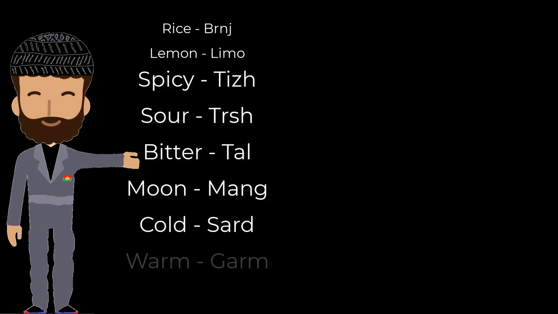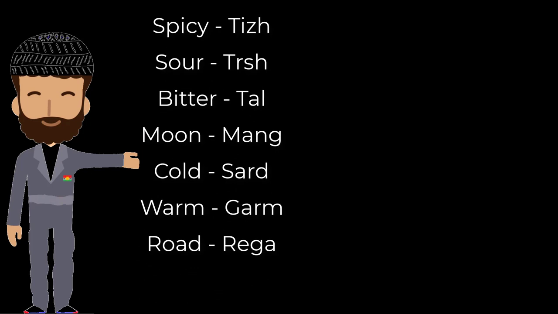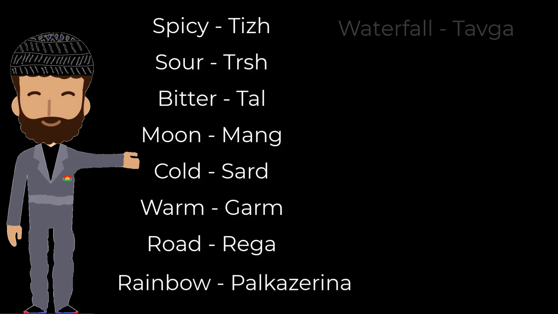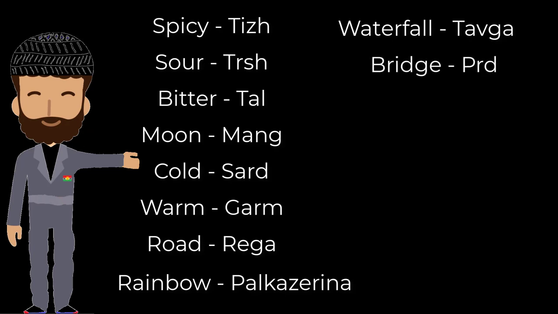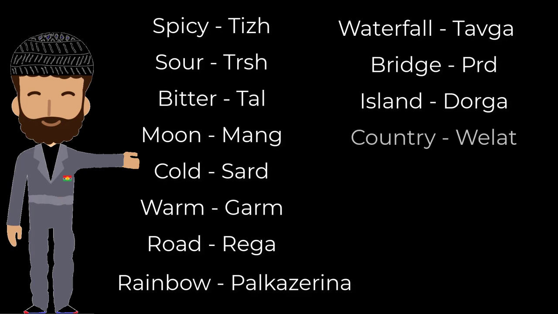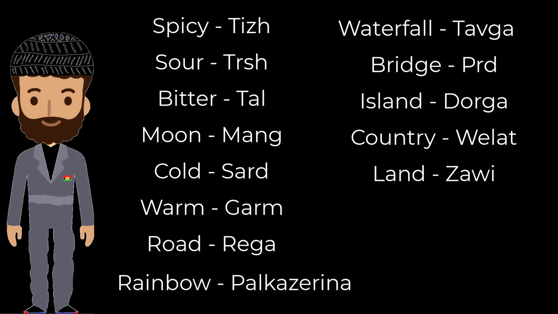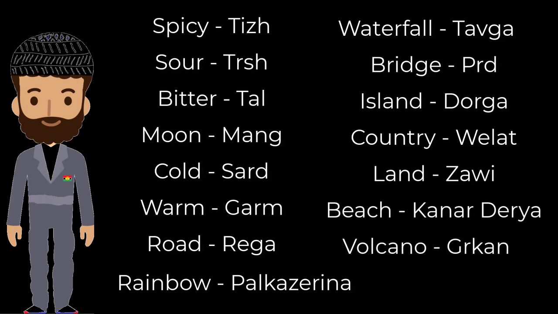sard, warm, girm, road, rega, rainbow, pelkazerina, waterfall, tavga, bridge, pird, island, dorga, country, walat, land, zawi, beach, kenar derya, volcano, girkan, world, jihan.